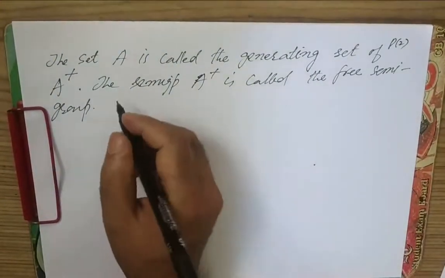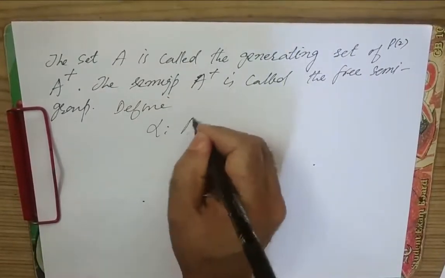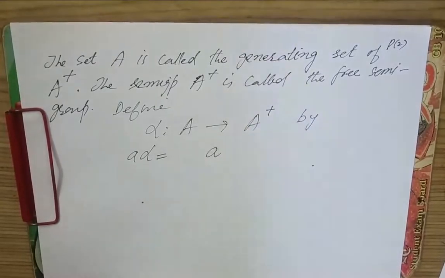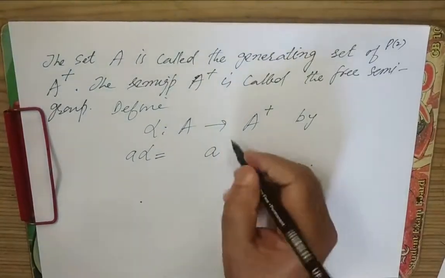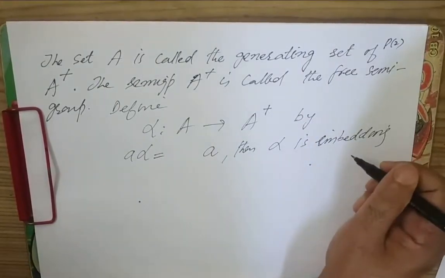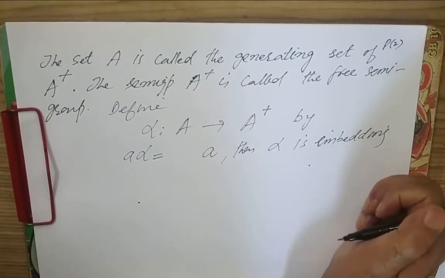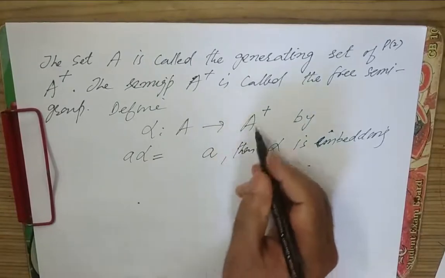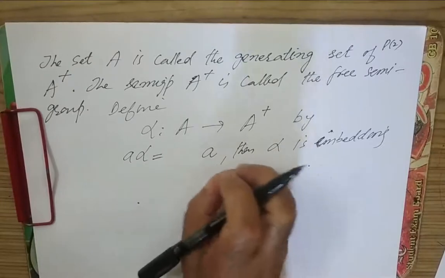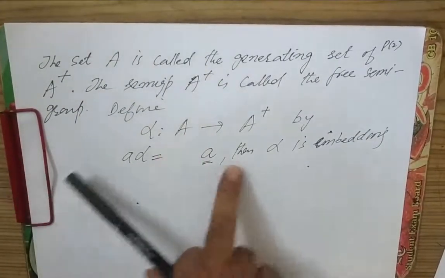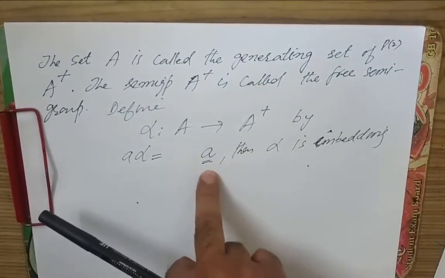Now, if we define a map alpha from A to A plus by a alpha equals a, a one letter word in A plus, then this alpha is one-one, it's a standard embedding from A to A plus. Here a is a letter, it belongs to A, and A plus is the collection of all finite words, so this a is a word of a single letter.